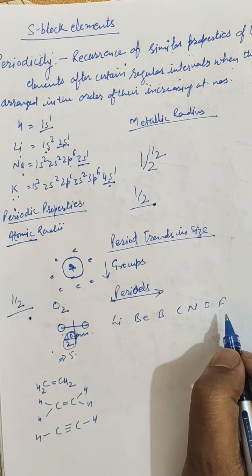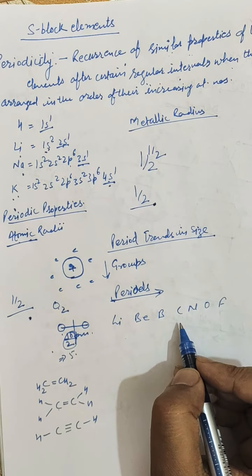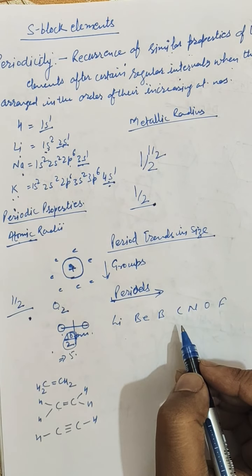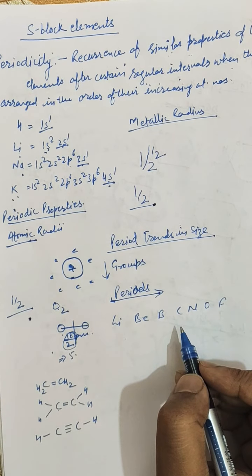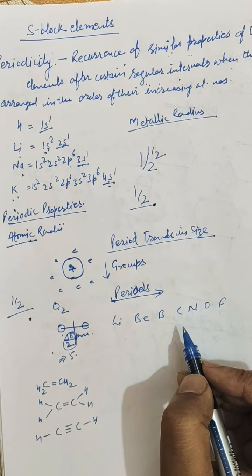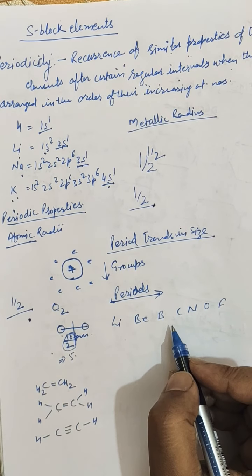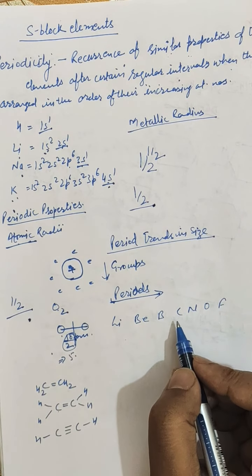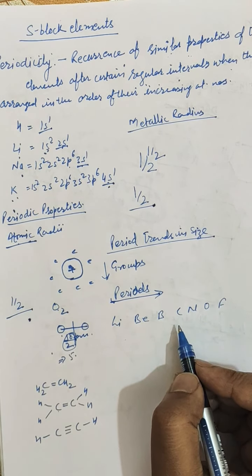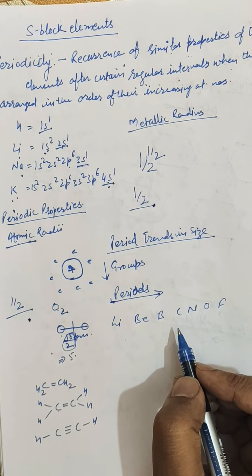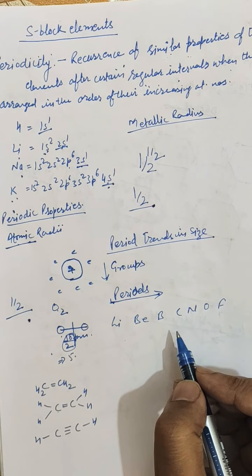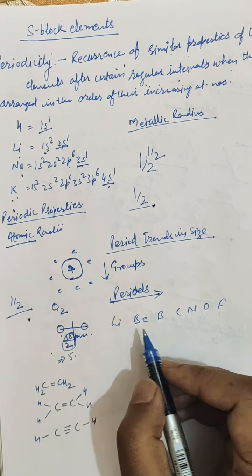In the case of this period, we may expect, on the basis of increasing nuclear charge along a period, that this results in a decrease in the size. With the increase in the atomic number from lithium to fluorine, the magnitude of the nuclear charge increases, while the corresponding addition of electrons takes place in the same principal shell. So the principal shell remains the same.